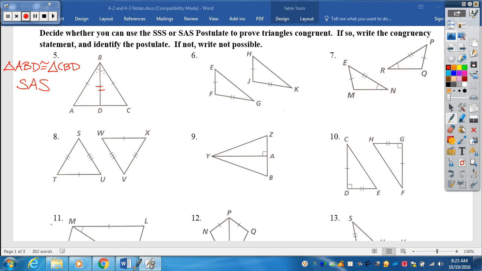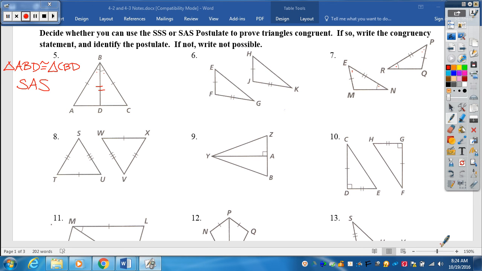In number 7, what do we have present there? Do we have side, side, side? No. And again, they're separate from each other, so there's nothing else I can prove that isn't already stated within the problem. Okay? Do we have side, angle, side? And the answer is no. The angles that are proven congruent here that are given to us are not between the two congruent sides.